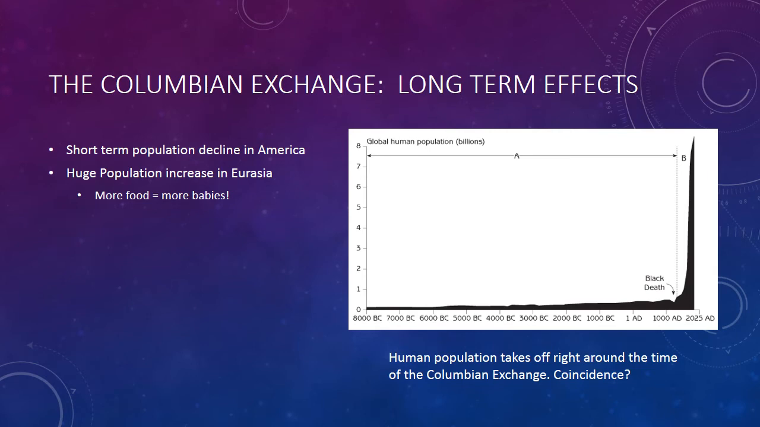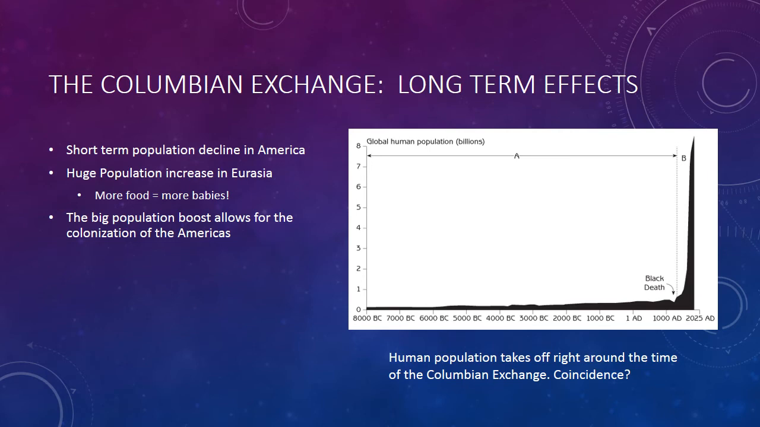This big population boost, especially in Europe, allows for the colonization of the Americas. So most of the people in the Americas are wiped out by diseases and then by evil European people. But then there are plenty of Europeans being born who are eating corn and potatoes who then go over to the Americas and settle there.